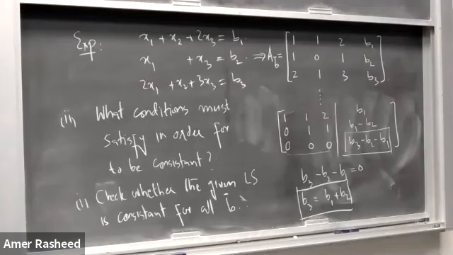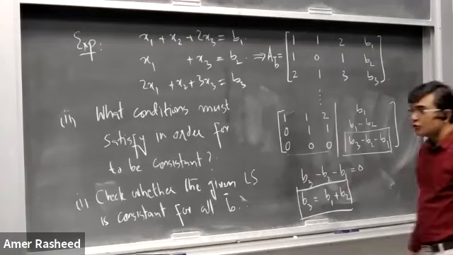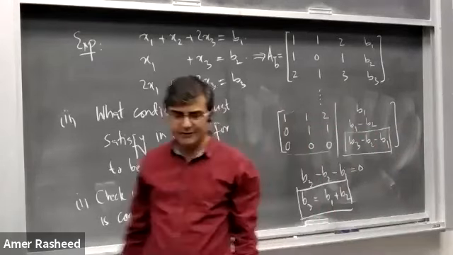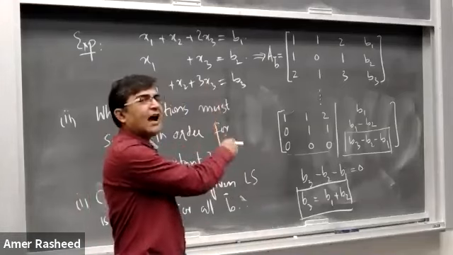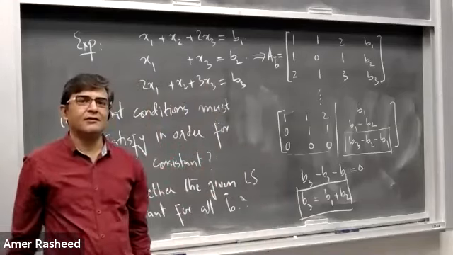Sir, a side question. If this bottom entry B3 minus B2 minus B1 is not equal to 0, then will this particular linear system have infinitely many solutions? No, it will have no solution. It will be inconsistent. In the other case, it will have infinitely many solutions. Okay. Thank you, sir.